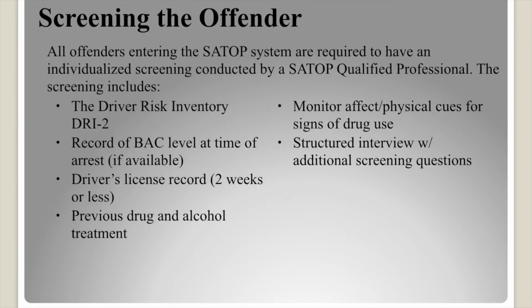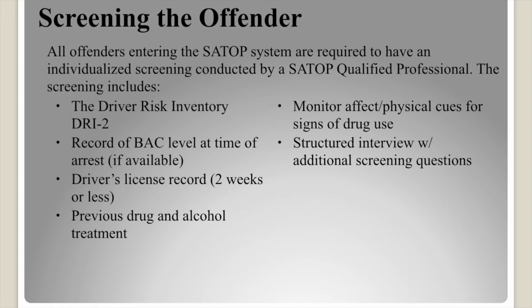First thing we do in SATOP is screen the offender, and the proper screening of an offender is vital to ensuring that that specific individual is placed into the appropriate level of intervention based on his or her individualized need. There are several important elements that are part of this screening process, and that includes administering the Driver Risk Inventory 2, or the DRI, obtaining the blood alcohol content record from the time of the offender's arrest, if possible, obtaining a driver's license record which is no more than 2 weeks old, and obtaining background information.